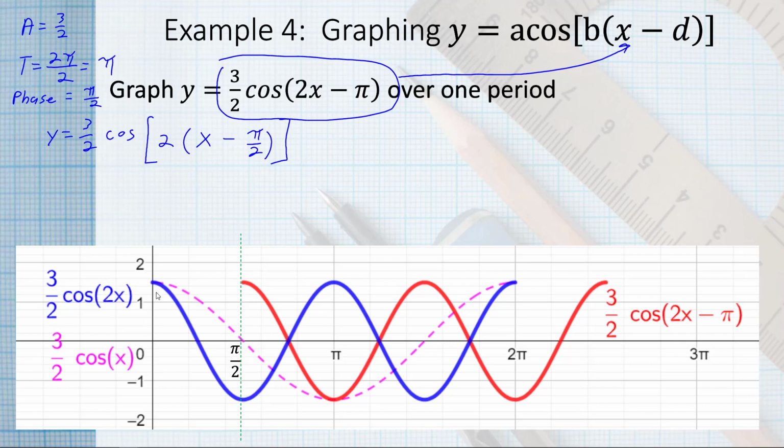Okay, and look what we have here. Here we have 3/2 cosine of x, and notice that the period is 2 pi. Here we have 3/2 cosine 2x, and notice that the period now is pi, which is what we expected. And then this is 3/2 cosine 2x minus pi, and notice that the phase shift here is pi over 2, and that's basically a shift of half of a period. So once again, this is equal to 3/2 cosine 2 times the quantity x minus pi over 2. It's important that you rewrite this into this particular form so you can figure out the phase shift.